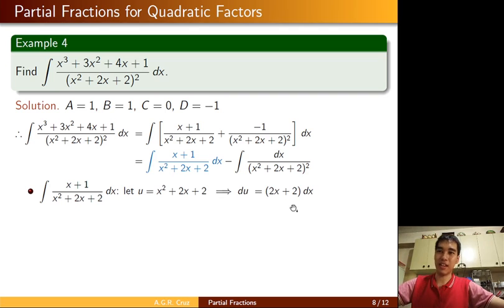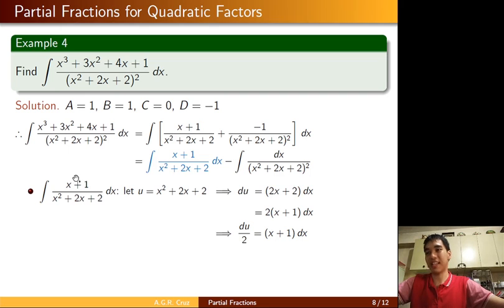Now here's what we can do. The 2 is a common factor of both of these, so let's factor that out. And then let's divide du equals 2 times x plus 1 dx by 2. And x plus 1 dx is now equal to du over 2. And if you notice, our numerator is precisely x plus 1 dx, no? This is a good substitution.